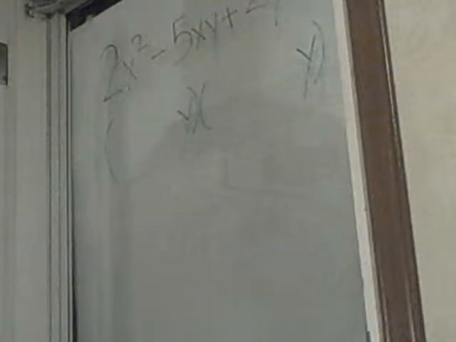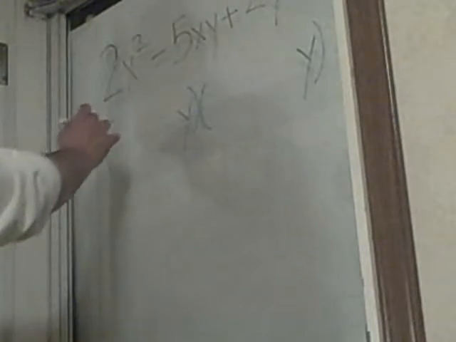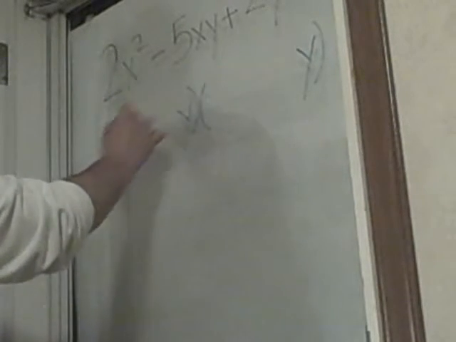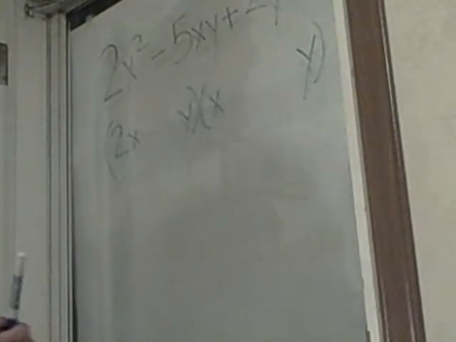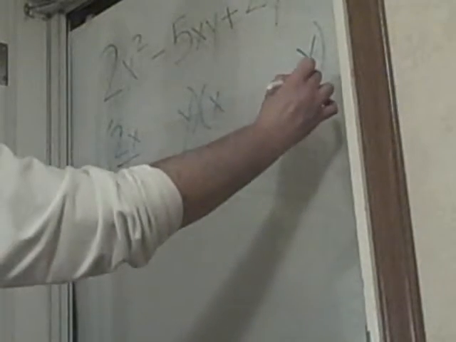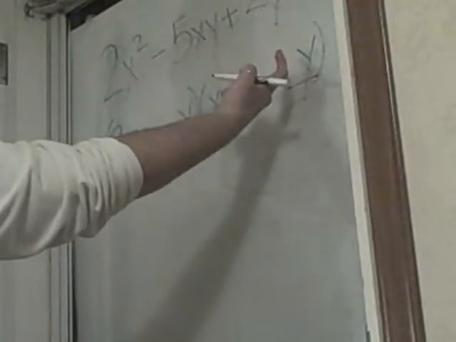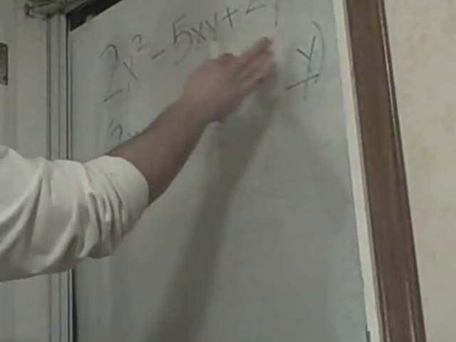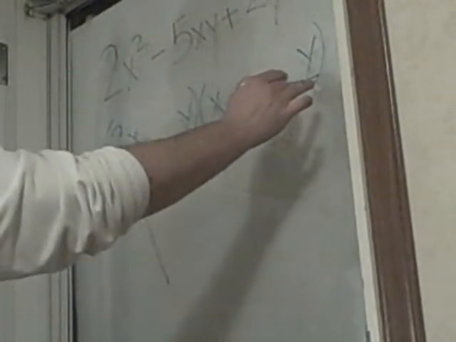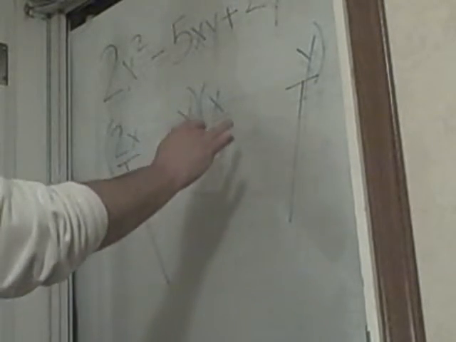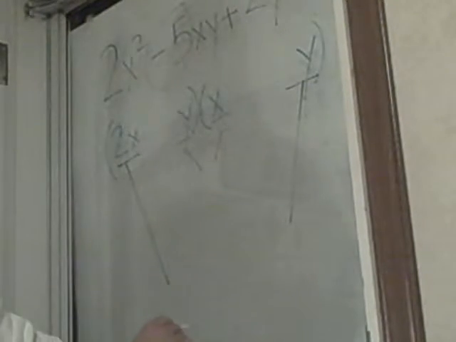2 is a prime number. The only thing that multiplies to get 2 is 2x times x. This back 2 is also a prime number. The thing that I have to worry with is where does it go? Does it go in the front here or does it go in the back here? What I have is 2 times 1. The 2 is going to go in one of these places and the 1 is going to go in the other place. Remembering I'm combining the outers and the inners to try to get a negative 5xy.